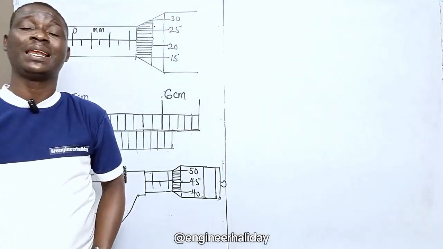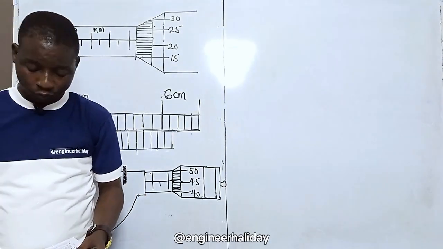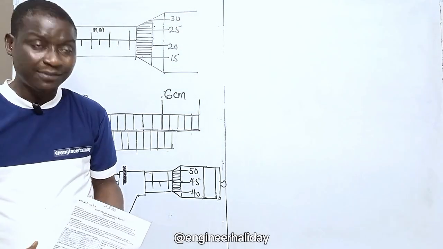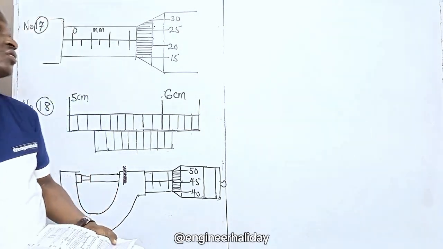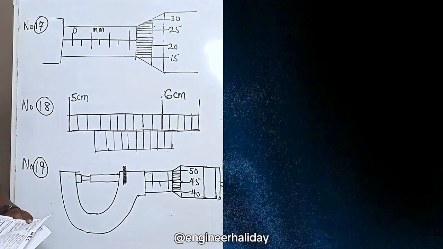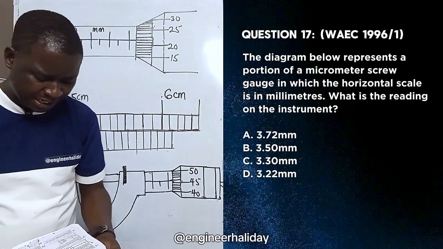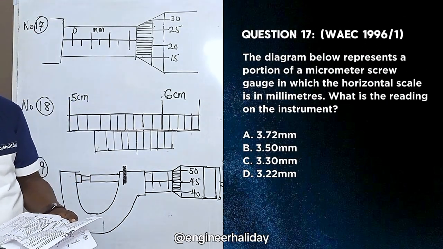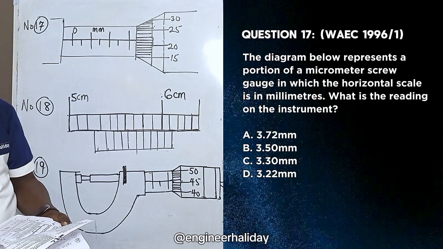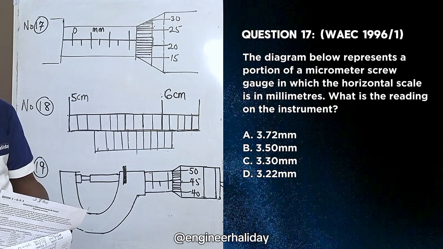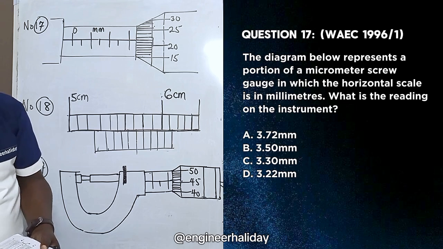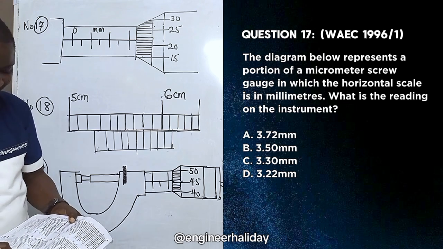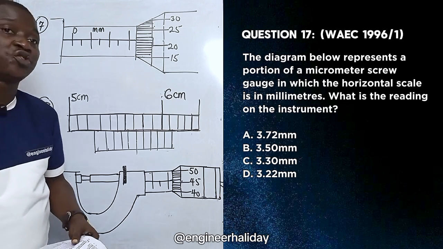Now we are into the last section of chapter 1, and these are all why questions. Questions 17, 18, and 19 are diagram questions, which are written on the board. Let's see what the diagram below represents: a portion of a micrometer screw gauge in which the horizontal scale is in millimeters, shown on the board. What is the reading on the instrument?